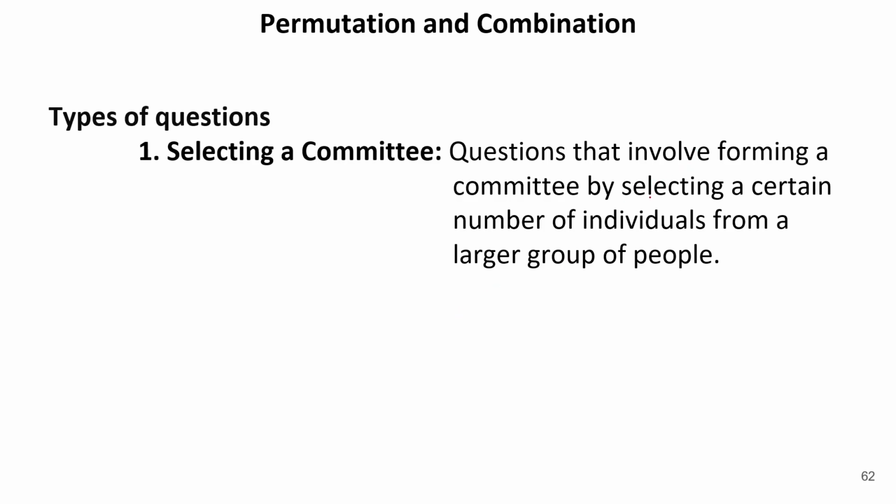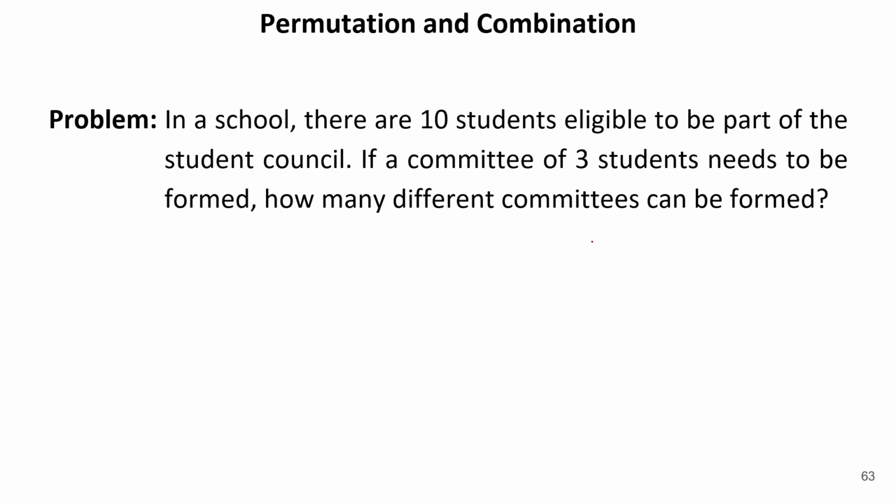So let's see the first kind of question, on selecting a committee. These are questions that involve forming a committee by selecting a certain number of individuals from a larger group of people. Basically an example would be: in a school there are 10 students eligible to be part of the school student council, right? If a committee of 3 students needs to be formed, how many different committees can be formed?